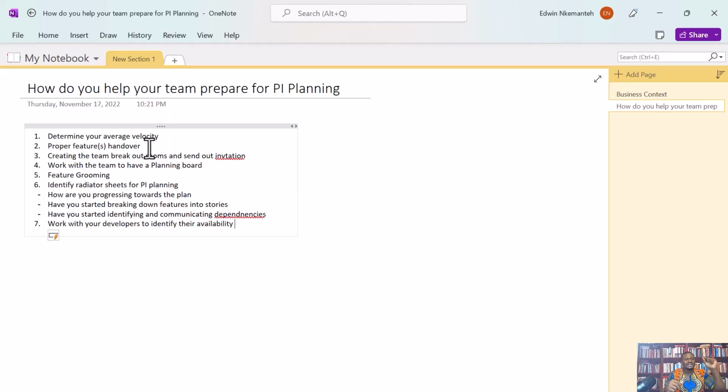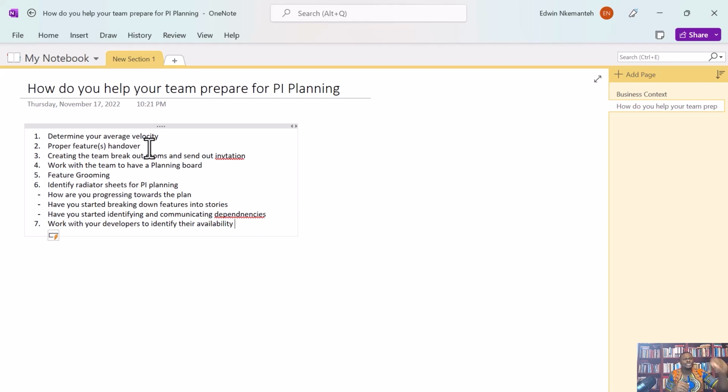Number one, identify your average velocity and communicate it to business. Number two, make sure there is a proper feature handover from business to your team. Number three, make sure you're creating your breakout room invitations. Make sure your teams know where and when to join. Number four, work with the team to have a planning board.